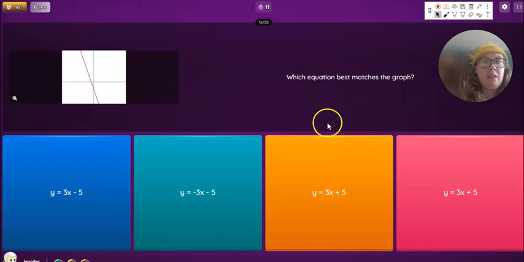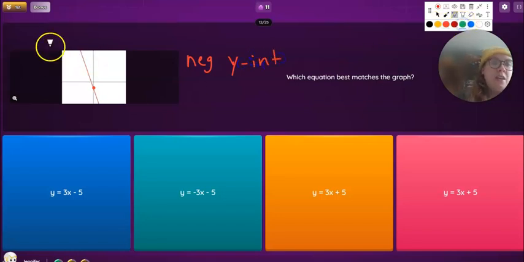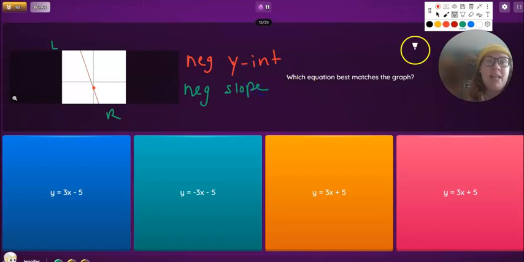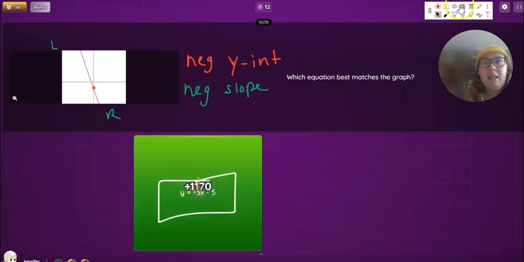Looking at this graph, our y-intercept is somewhere down here below 0, so it's a negative y-intercept. And our slope from left to right is going down, so it's a negative slope. Negative y-intercept and a negative slope. So we see that in our second option of negative 3x minus 5. Beautiful. Go ahead and click that.